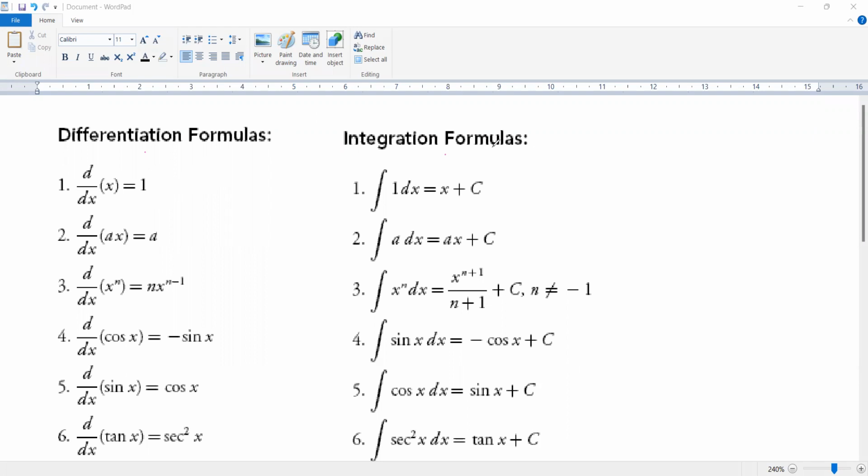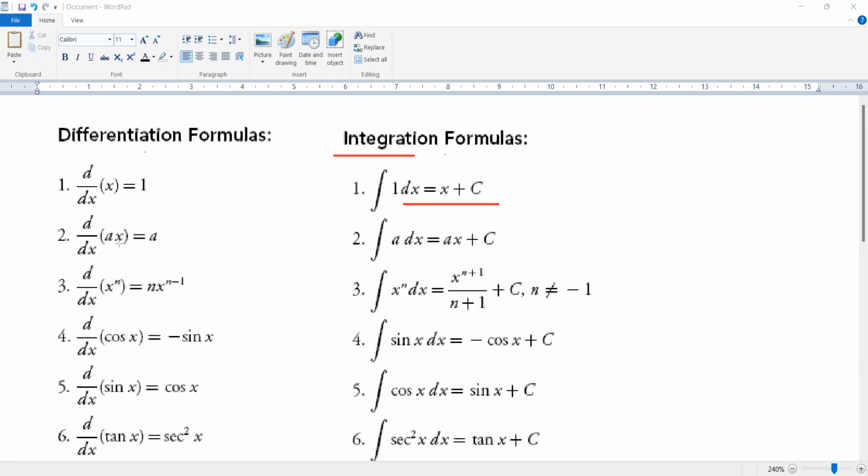And integration formula, integration of 1 dx is x plus c. This is the integration formula. Where c is constant of integration. Integration of derivative of x with respect to x is 1.